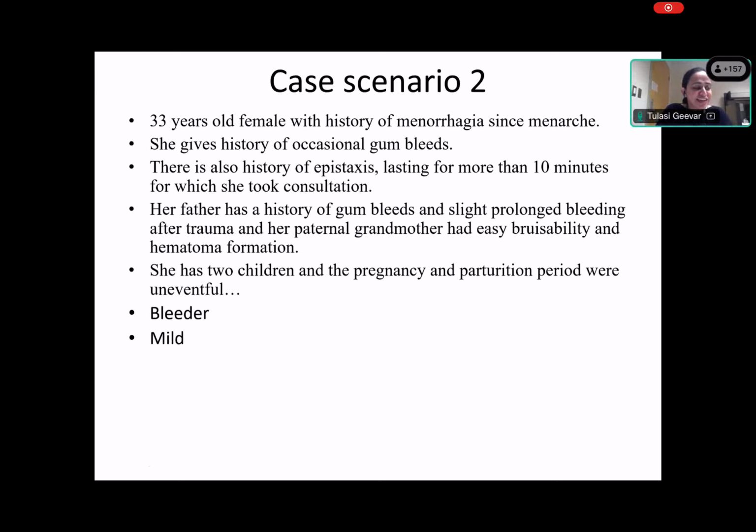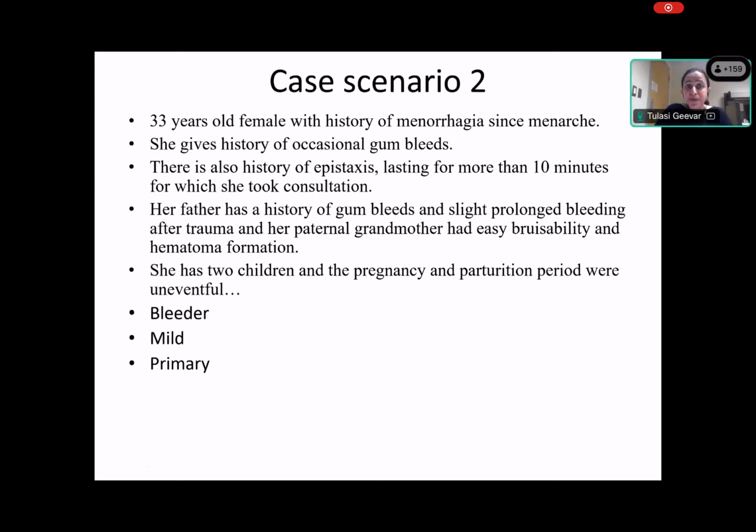So what is it likely to be? It is likely a primary hemostatic disorder. This is because most of the symptoms you see are related to surface bleeding, that is surface mucosal bleeding: menorrhagia, epistaxis and gum bleeding. So all the types of bleeding are mucosal bleeding, which is suggestive of a primary hemostatic disorder. Is it inherited or acquired? It is likely to be inherited.